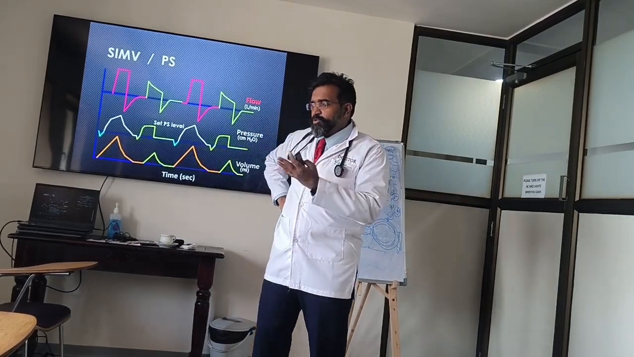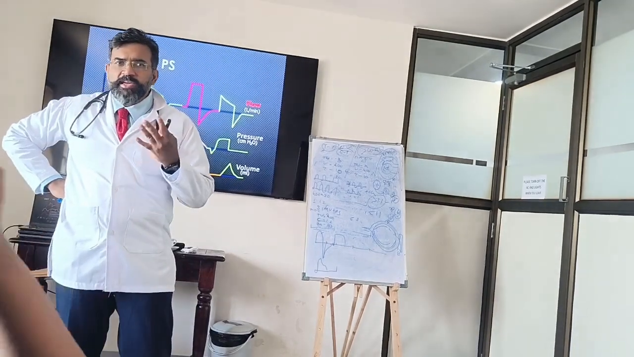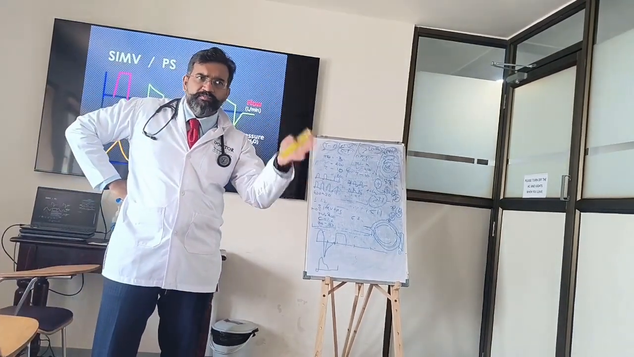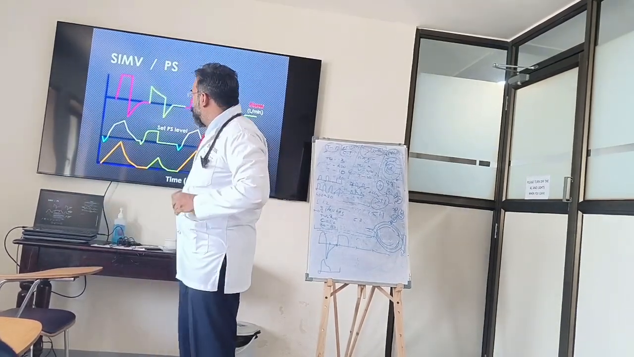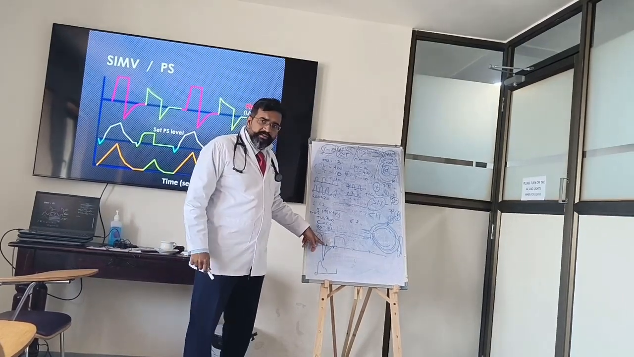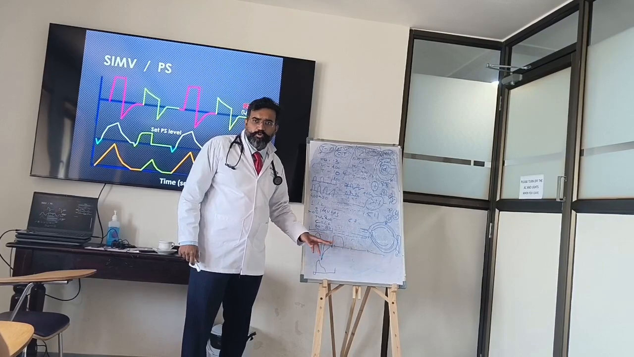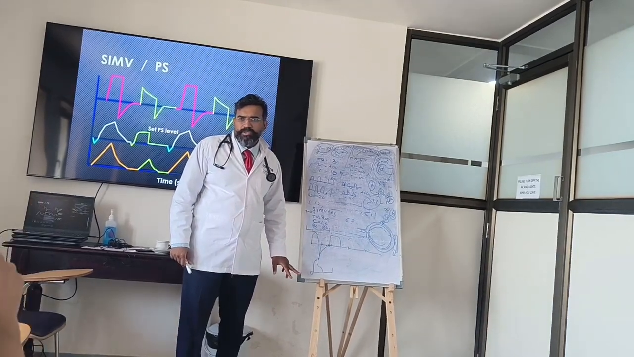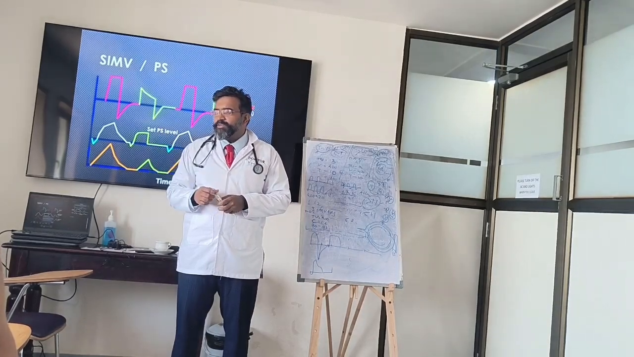So in assist control, what happened? Each breath is supported. Each breath was getting supported by the same volume that you have dialed in. Now what is happening in SIMV pressure support is that there are two window periods here. One window period is called the SIMV window, and the other is called the pressure support window. Okay, there are two windows. In the SIMV window, if the patient takes a breath, it will not give it.